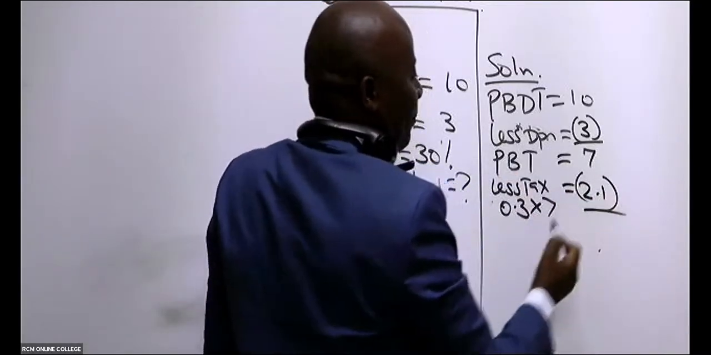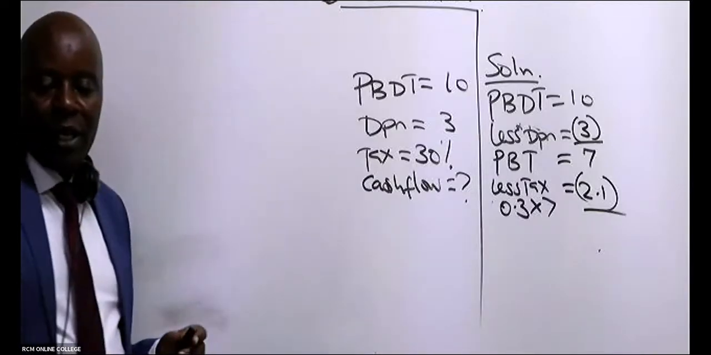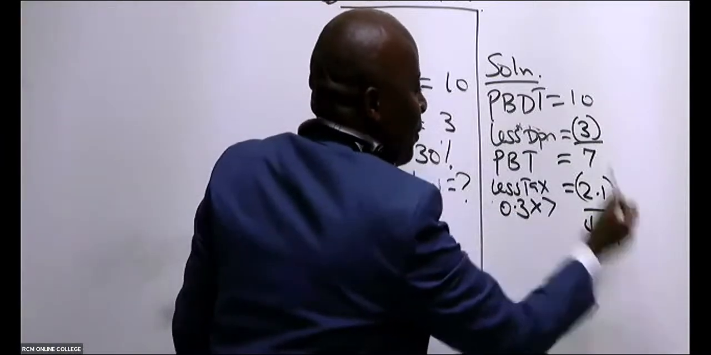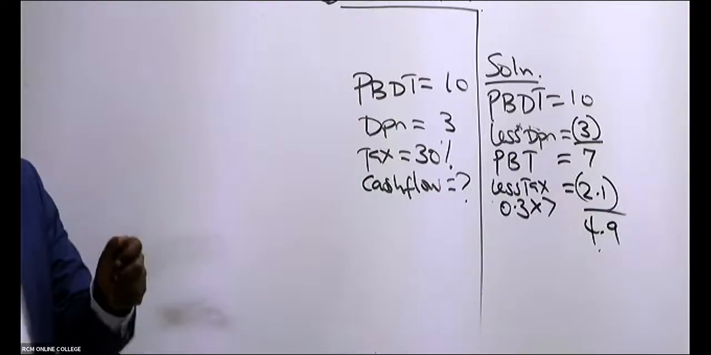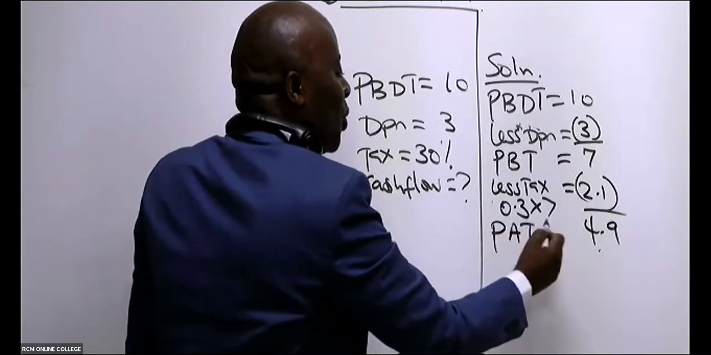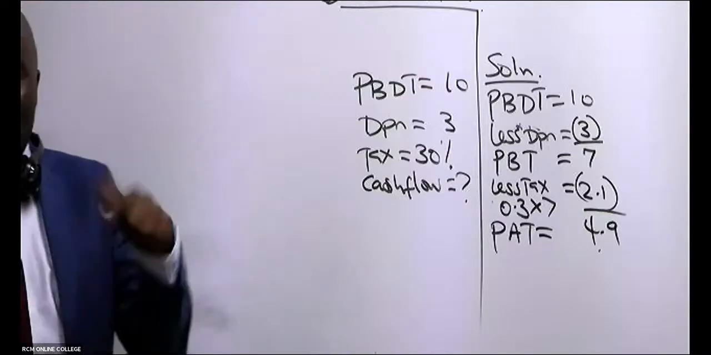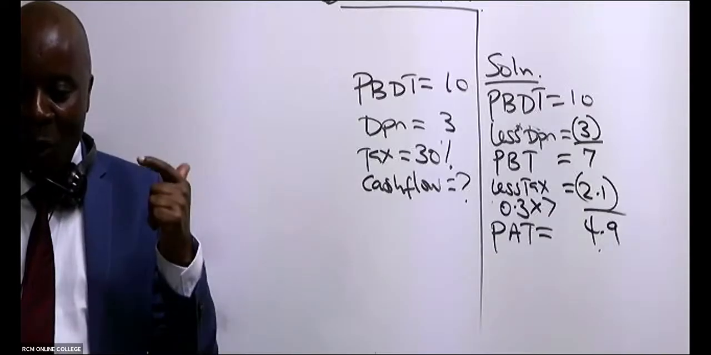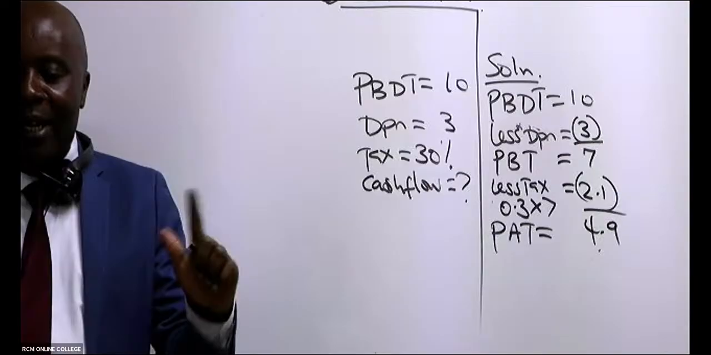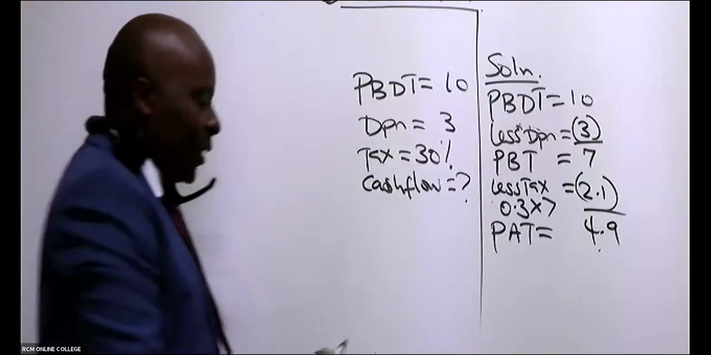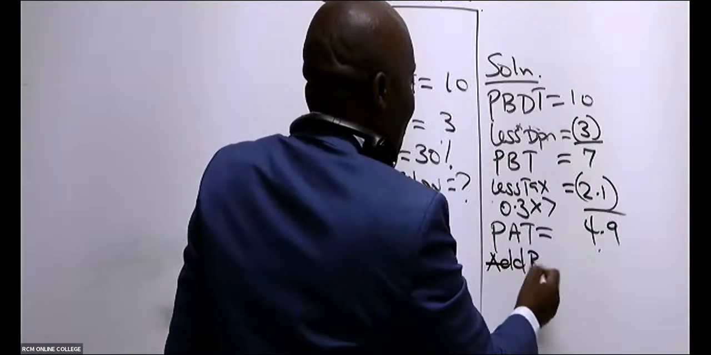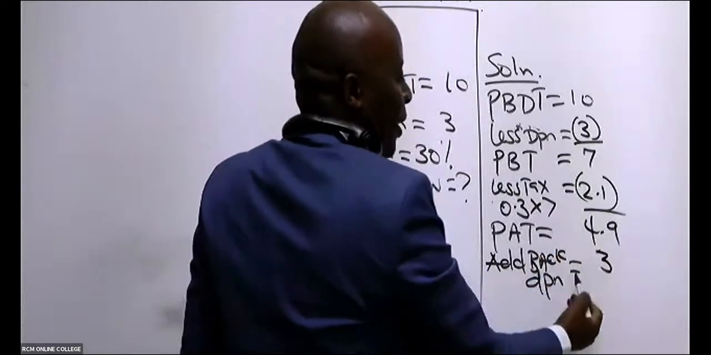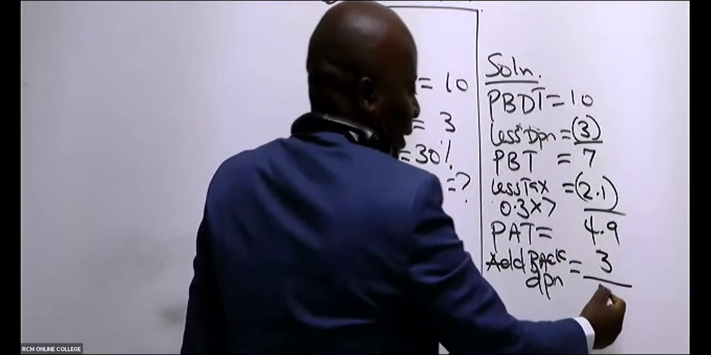2.1. You subtract. So 7 minus 2.1 gives us what figure? 4.9. What name do we give to this number 4.9? After tax, yes. So this is profit after tax. But now the question is, how do we change this profit after tax to cash flow? We shall add back the non-cash items. So add back depreciation of how much here, somebody? 3. Which will end up giving us what figure here, somebody? 7 point what here, somebody?